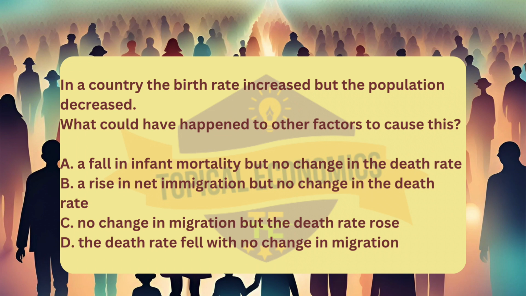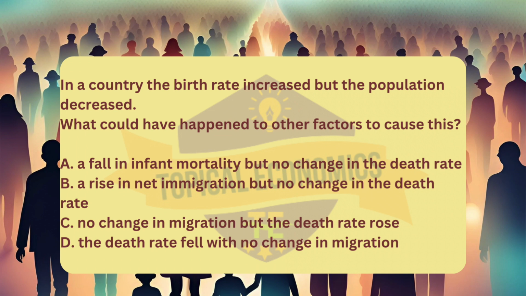A fall in infant mortality typically leads to lower death rates and would likely increase the population, not decrease it. If infant mortality falls but the death rate remains unchanged overall, the population would still be more likely to increase due to fewer children dying. This wouldn't explain why the population is decreasing, despite an increased birth rate.